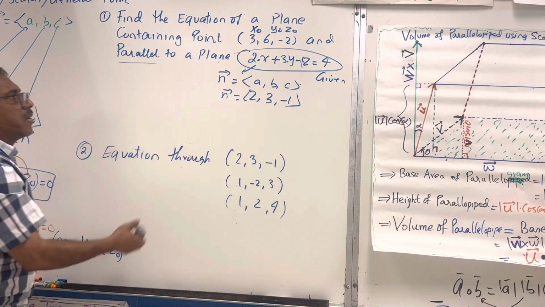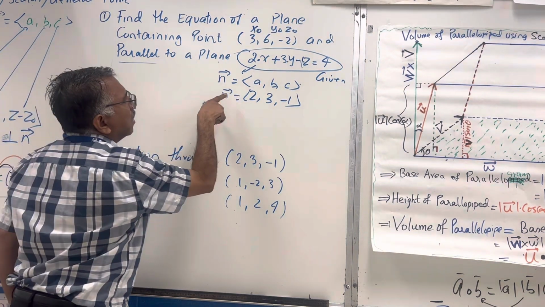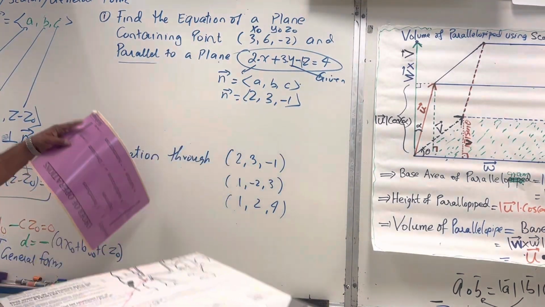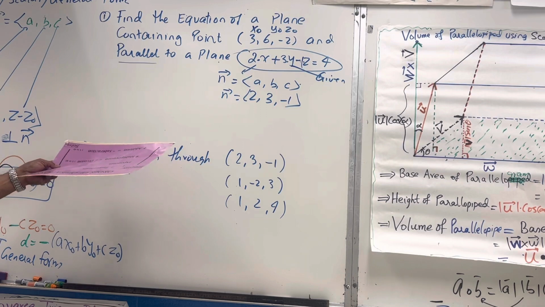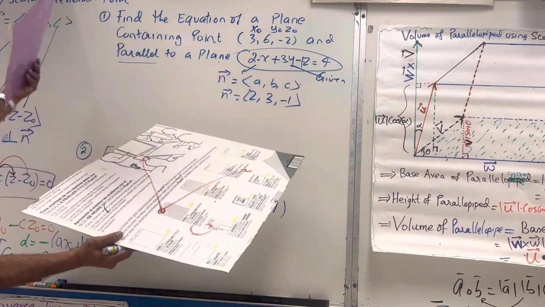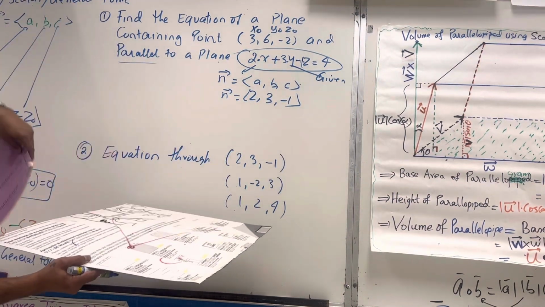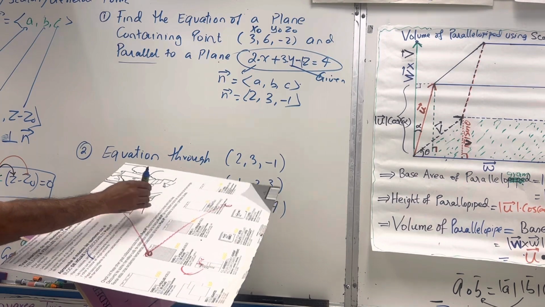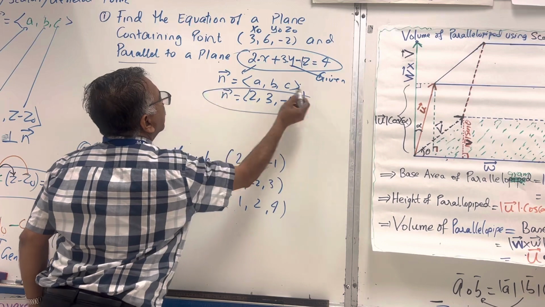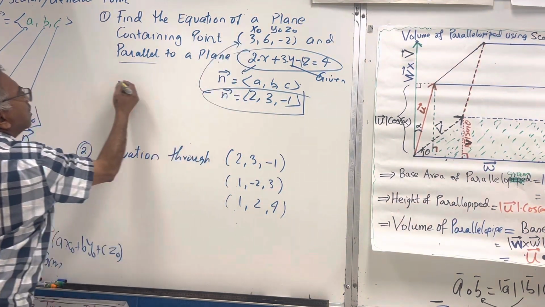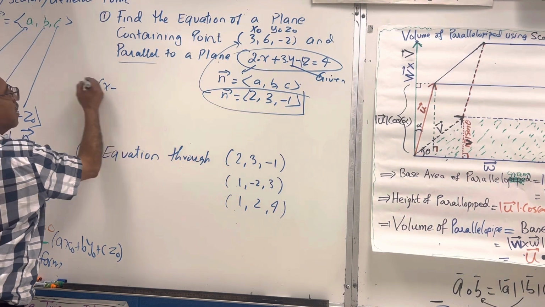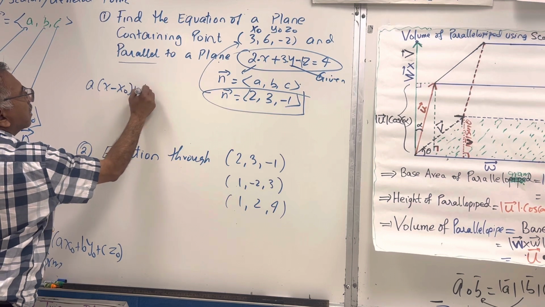And the moment you have this, you just use it, because the normal vector for the given plane is the same as for the plane you want. You want to figure out the equation of this plane, but this plane is parallel to that one. So whatever the normal is, perpendicular to this one, it will be the same for the other. So I'm going to use this for the plane. So the equation in general form is this.